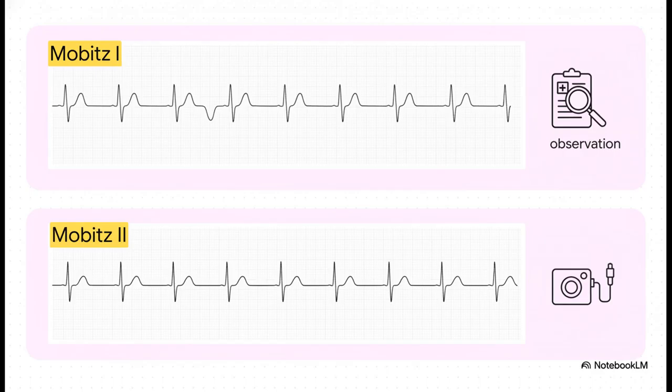Now contrast that with Mobitz type 2. Here, the PR interval stays completely constant, but you still get randomly dropped QRS complexes. Mobitz 2 is a red flag for infranodal disease, meaning the issue is below the AV node, and it carries a very high risk of progressing straight to complete heart block. Because of that, a Mobitz 2 patient needs a permanent pacemaker.